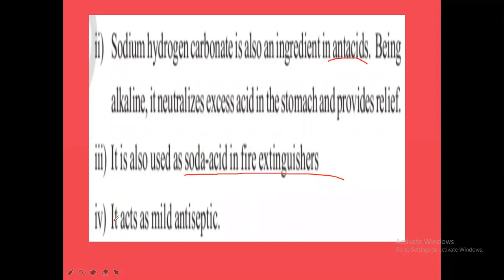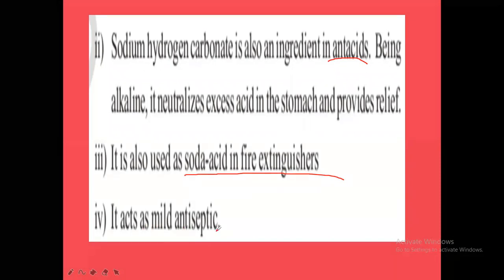Baking soda also acts as a mild antiseptic. Whenever we get a small wound on the skin, we get pain, and an infection of bacteria may happen. To avoid that, we can apply the paste of sodium hydrogen carbonate on the small wound. It will act as an antiseptic, a mild antiseptic. Not a powerful antiseptic, but a mild antiseptic.